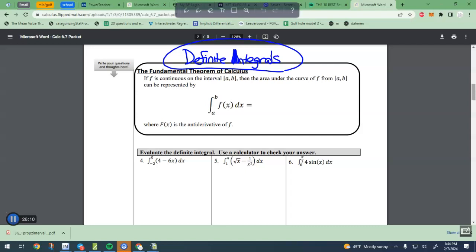So what you do is we're going to integrate this, and then we're going to do some plugging in. So understand what they're saying here. Capital F is the antiderivative of little f. So when you go from here to here, you're integrating. And this is telling you the integral of lowercase f is capital F.